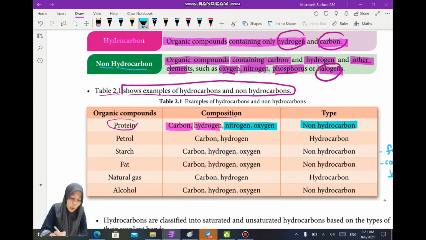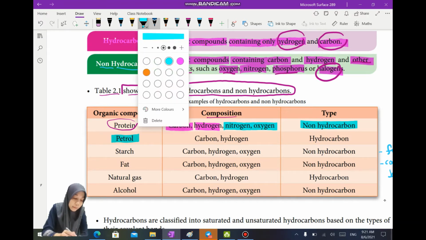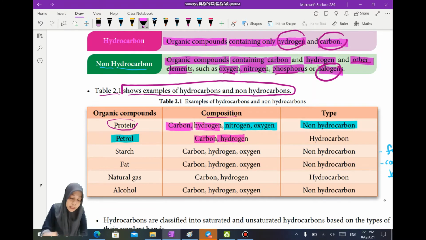Okay, and then for the petrol. Petrol, carbon and hydrogen, and then it does not have other elements. So that means it's hydrocarbon.